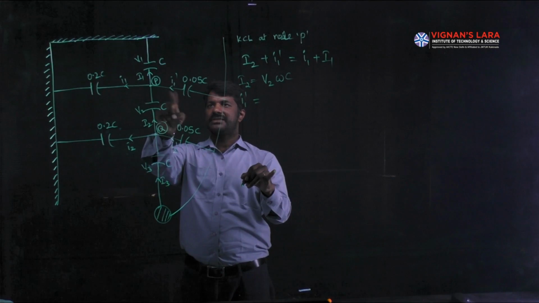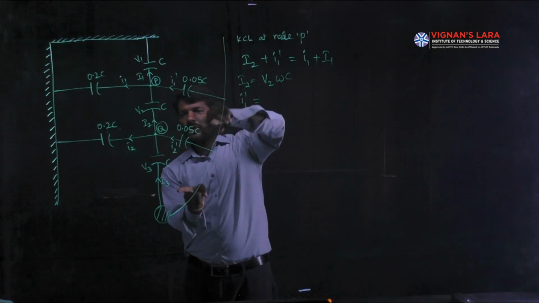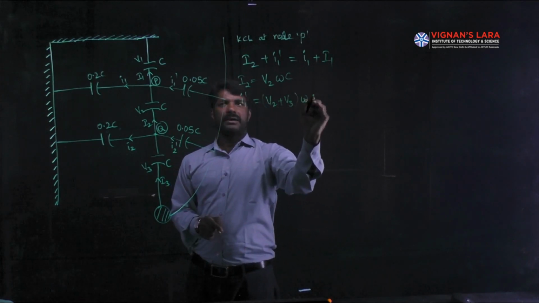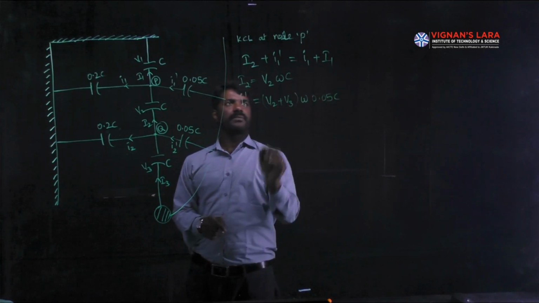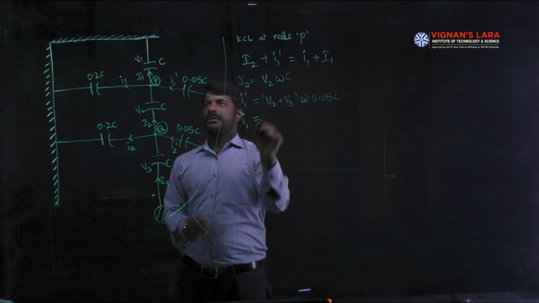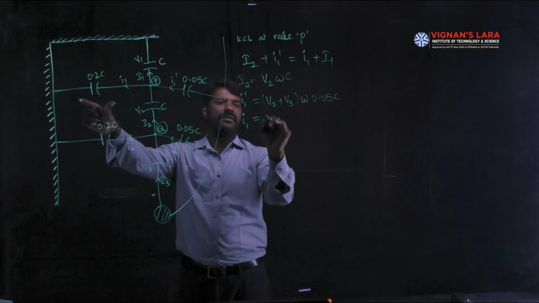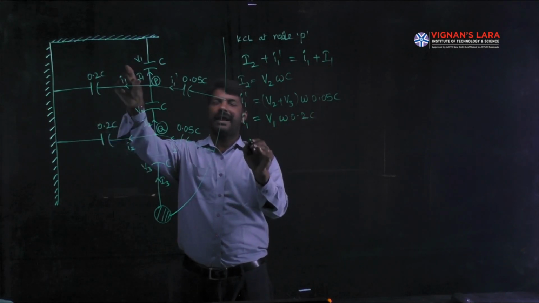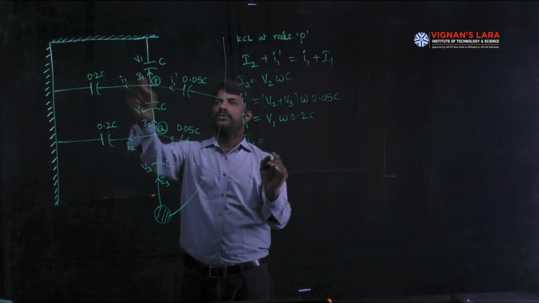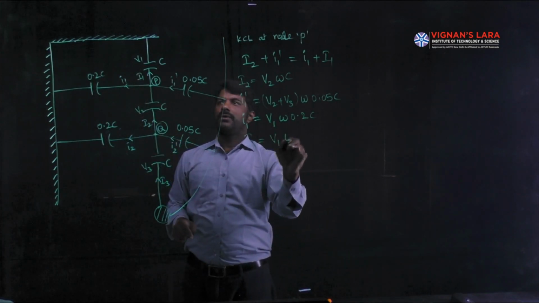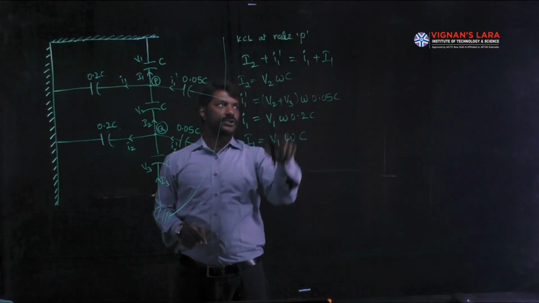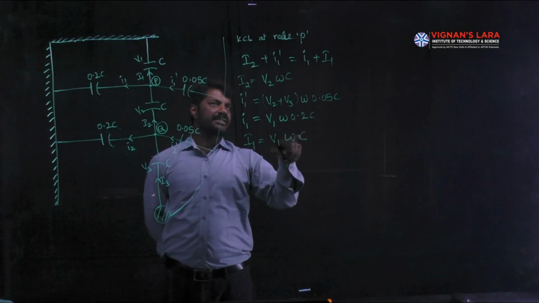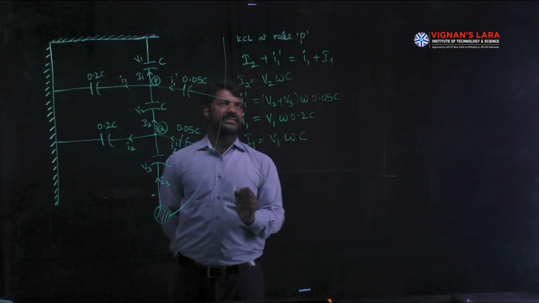Small I1 dash is the current formed with two voltages, V2 plus V3, times omega 0.05 C. Next, small I1 is the current having a voltage of V1 times omega 0.2 C, and capital I1 is equal to V1 omega C. Substitute all these values, and omega C gets cancelled in all the terms, and we get this equation.